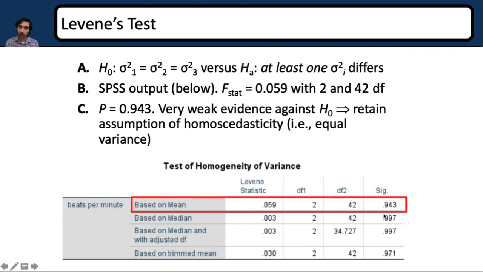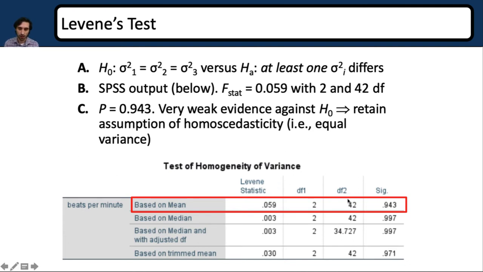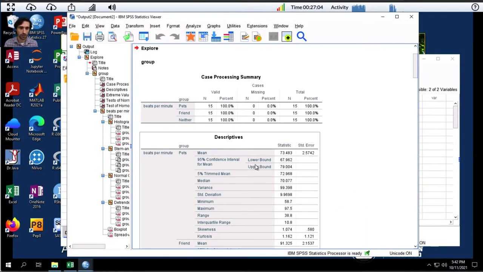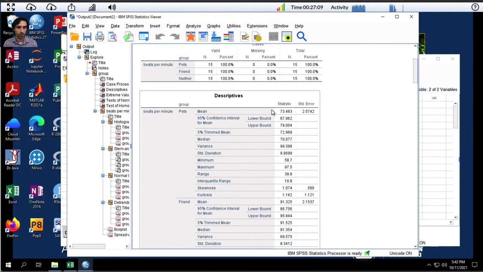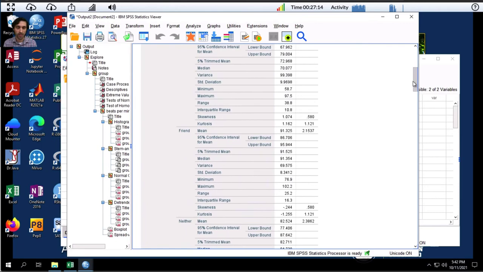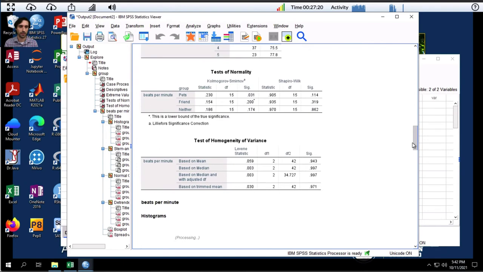So again, there's a p-value to this, and that's what this test of homogeneity of variance is looking at. For the next slide, what do you do when Levene's test is significant? Right now, when we look at our results, which is 0.943, let me open up and make sure that's what I got. I'm going to scroll down. Here's where I can look at the mean, the median, the variance, standard deviation, all the fun descriptives. This is what you would copy and paste in for the exam.